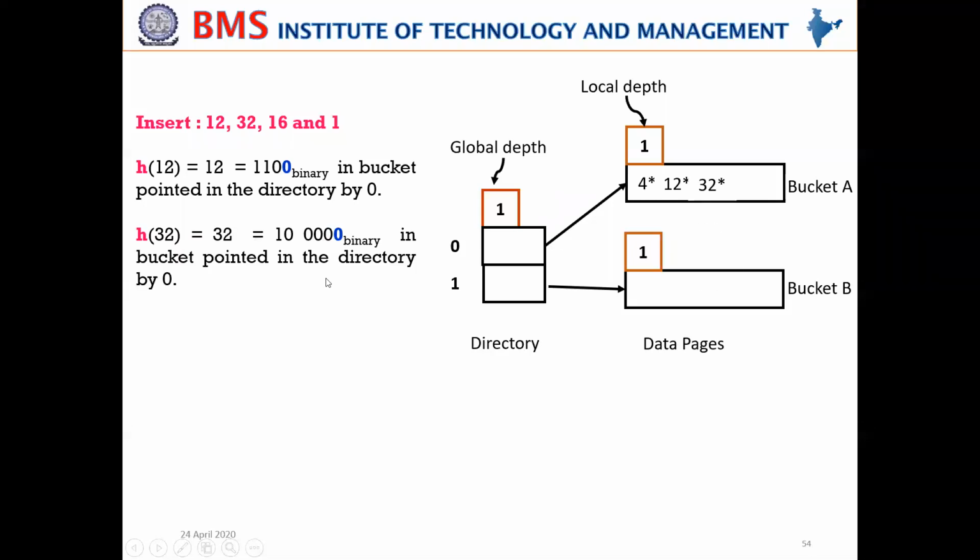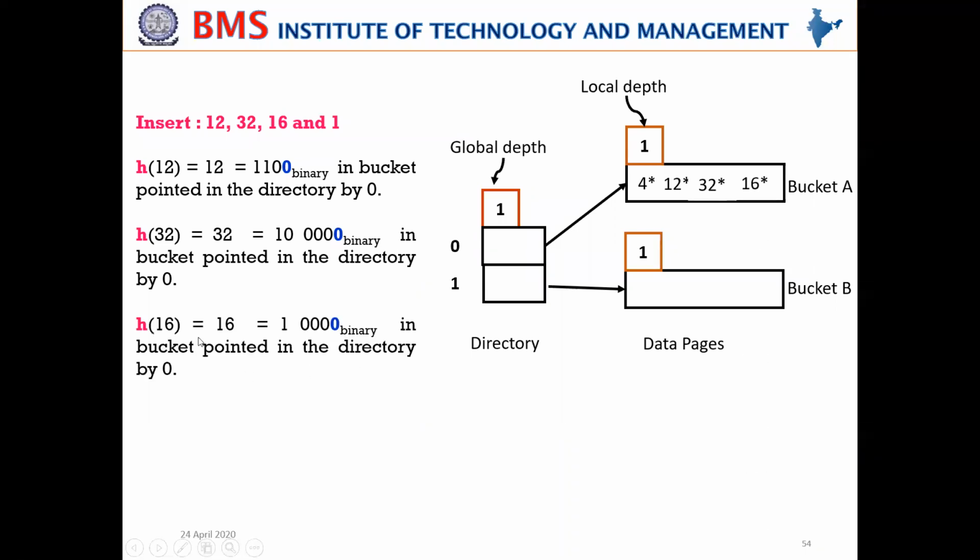Similarly, I have another one, say 32. 32 should be given to the hashing function. This is the binary value. Again, in this particular example, how many binary digits am I using to represent the addressing? Only 1 bit. So I'm taking only the last 1 bit. So it is telling that 32 also should go here. So 32 has gone into the appropriate bucket.